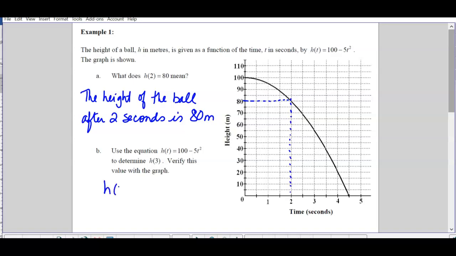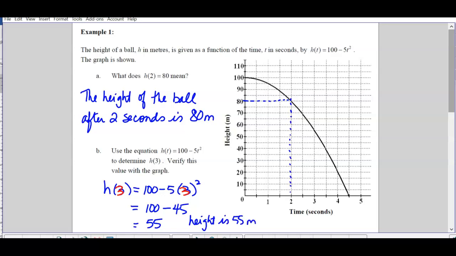So h of 3 equals 100 minus 5 times 3 squared. Have a different color. You can put it in for t in this case. So then we'll have 100 minus 9 times 5 is 45. So that's 55. Okay, so height is 55 meters. Now let's take a look. So when t is 3, let's go up and then across. It's halfway between 50 and 60, so that makes sense.